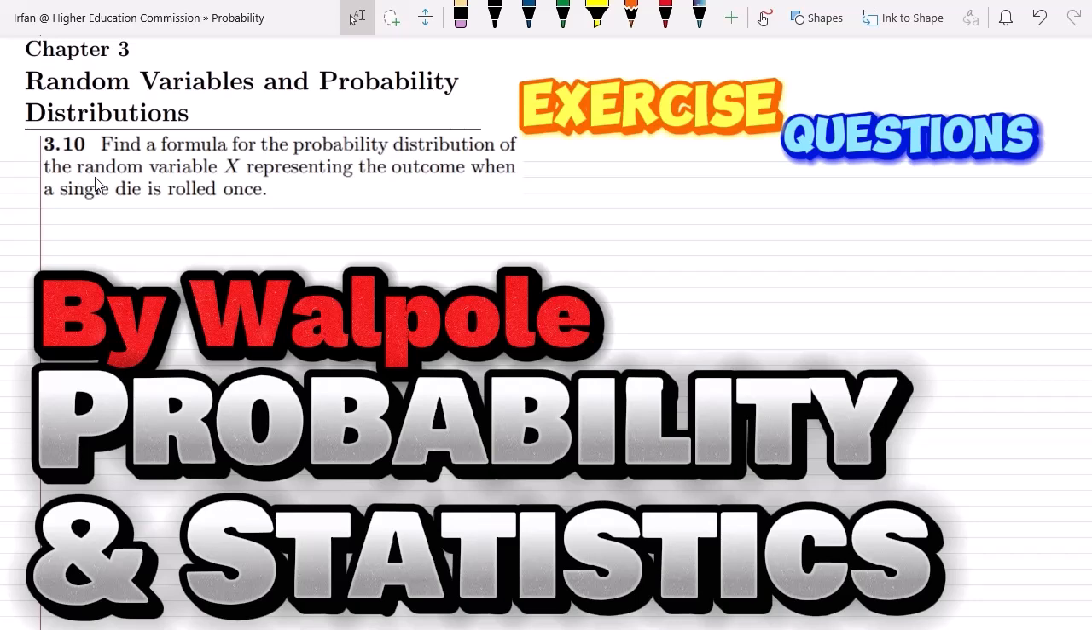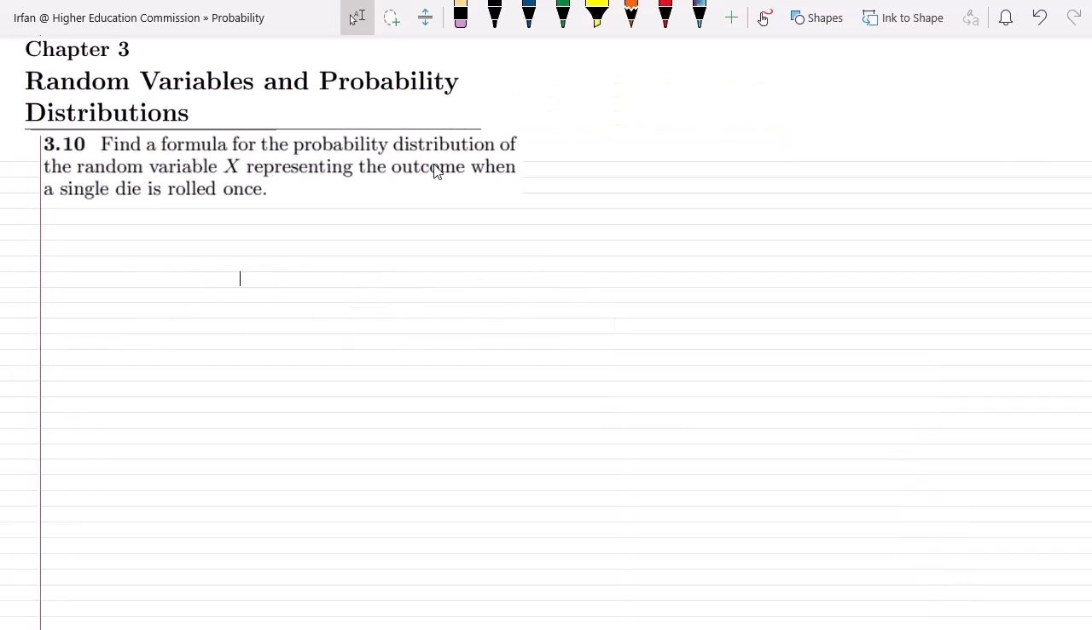Welcome back, guys. So this is question 3.10. Find a formula for the probability distribution of the random variable X representing the outcome when a single die is rolled once.